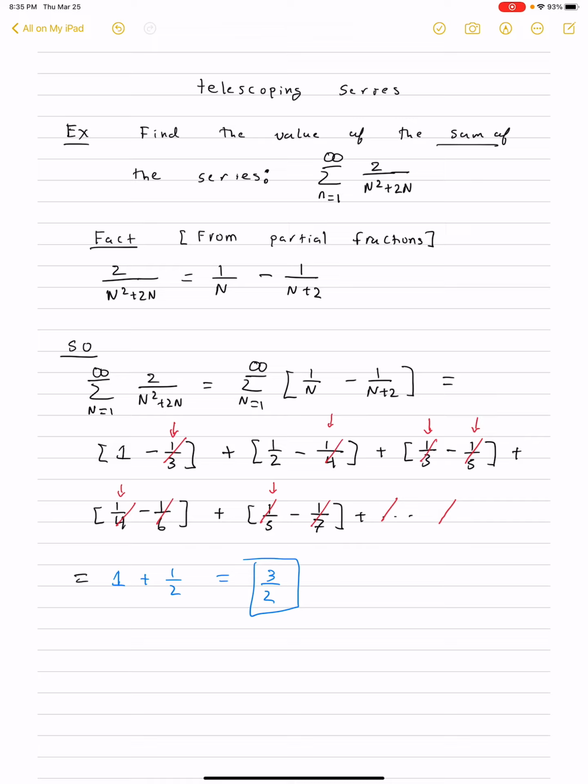Now, you could see different forms of this telescoping series. It could cancel with the next term. It could cancel with the terms that are 5 terms down in the line. But eventually, the key property is they all need to cancel.